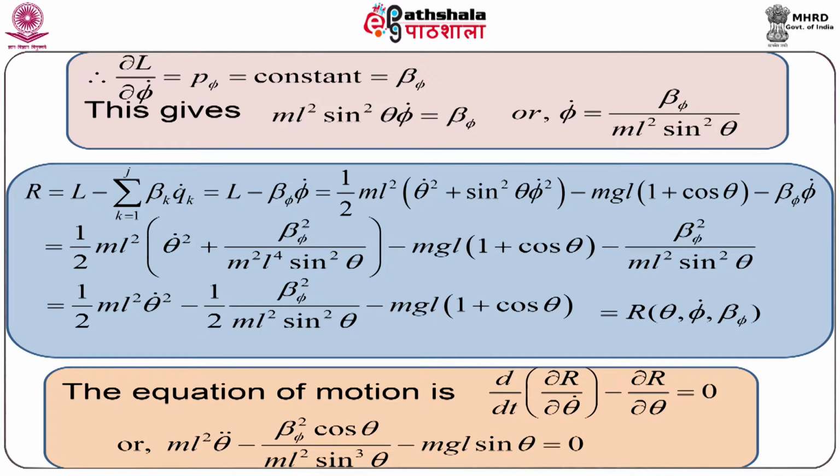Please note that in this equation only one generalized coordinate theta is present. So, the above equation can be interpreted as representing a system with single degree of freedom. We started the system with 2 degrees of freedom, theta and phi, but now it becomes a system having a single degree of freedom. Thus, 1 degree of freedom has been reduced.